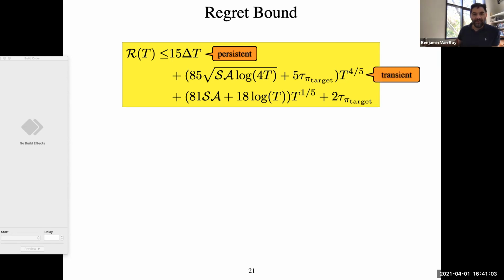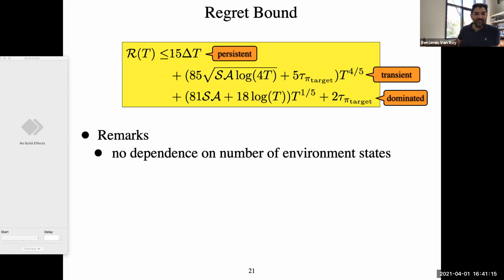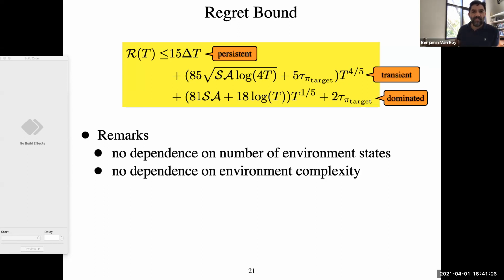The second term is transient, and it grows with t to the 4/5. And the third term, I don't really care about. It's going to be dominated by the others. So a couple of remarks. One interesting thing about this bound is there's no dependence on the number of environment states. We're trying to avoid any dependence on the number of environment states, and we've succeeded with that here.